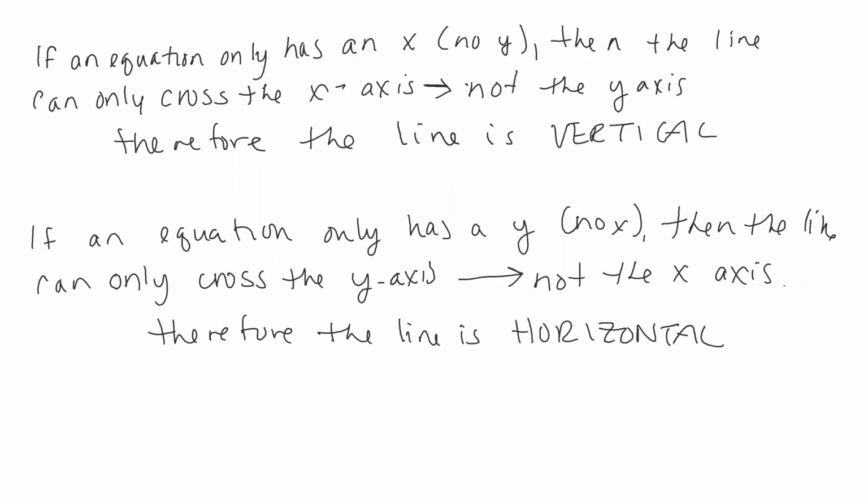All right. So think about this visually always. If you've got a vertical line, which axis is it crossing? Well, a vertical line is crossing the X-axis. Therefore, the equation has to have an X. If it does not touch the Y-axis, the equation cannot have a Y. The reverse is true. If the line is horizontal, it has to cross the Y-axis. That means the equation has to have a Y. If the equation does not have an X, it cannot touch the X-axis, therefore it's horizontal.